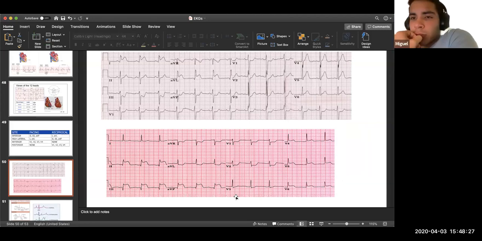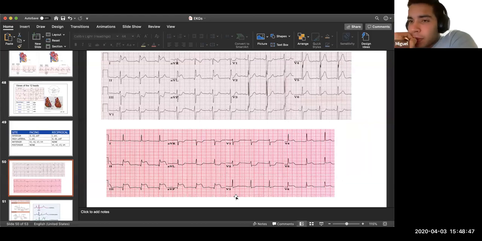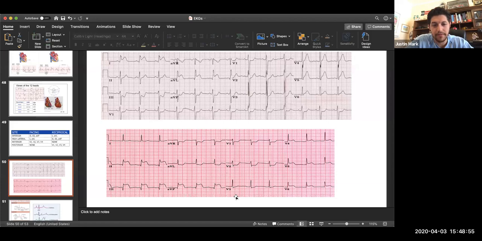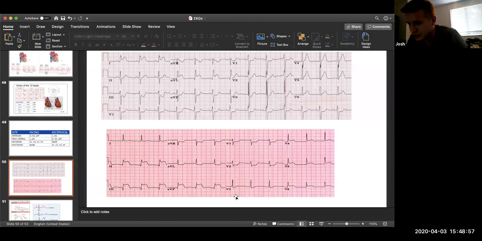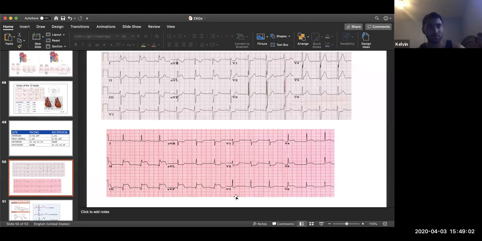Normal rate is below 100 and above 60. What else are you looking for? Yeah, it's a normal rate. Rhythm is normal, regular. Okay. 2 and 3 have an elevated J point. Do we have a P? AVF as well. I don't see a P wave. Oh yeah, I don't see P waves.